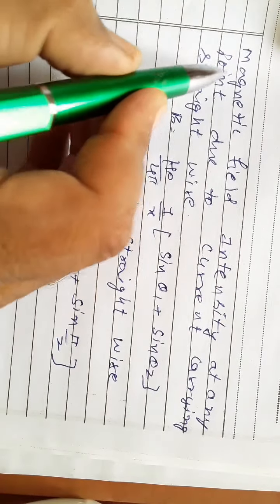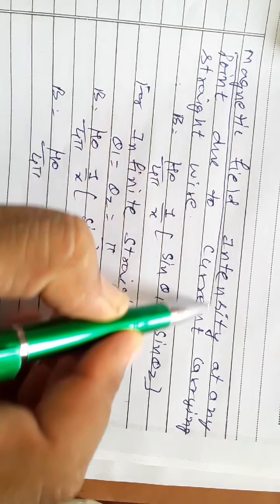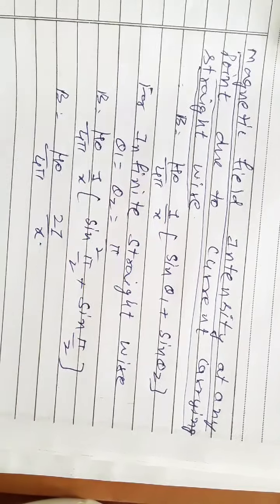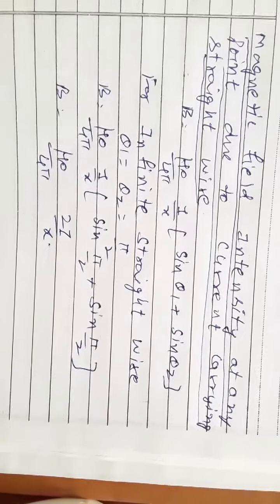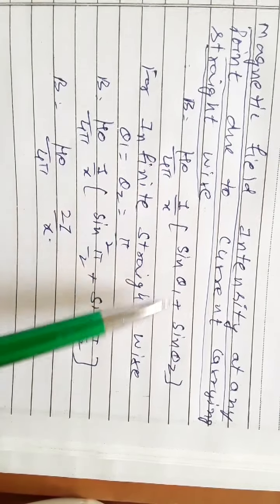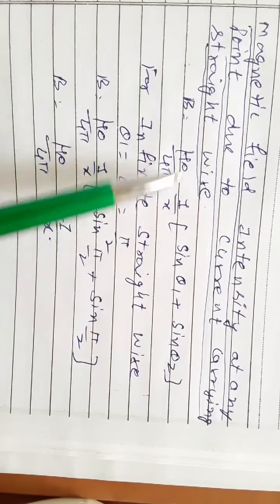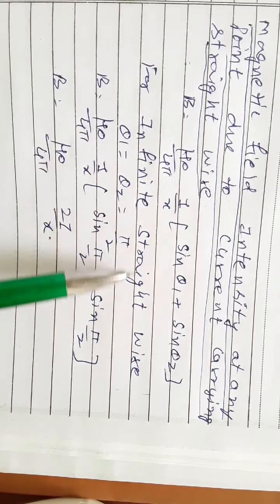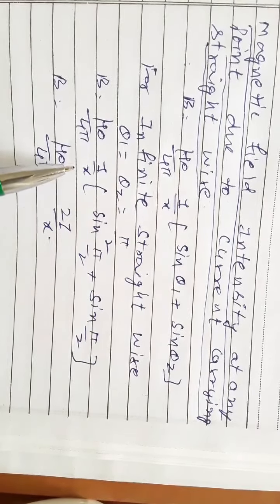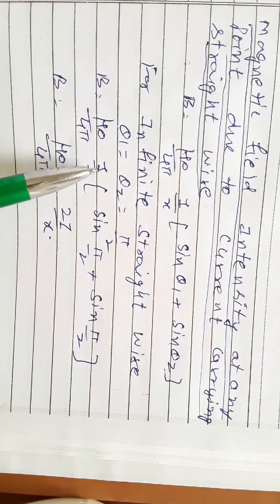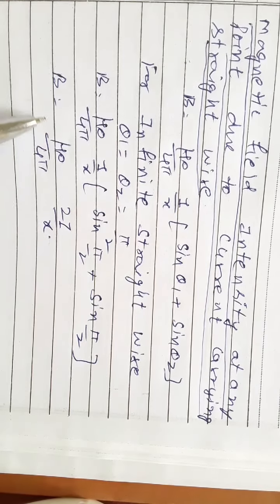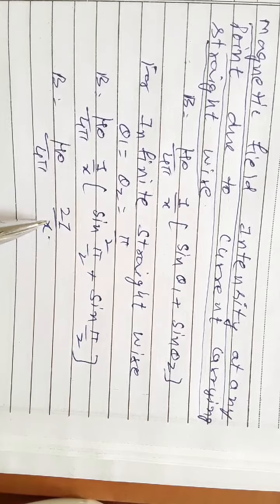Now, the next topic, whose derivation is not included in the syllabus, is magnetic field intensity at any point due to a current carrying straight wire. The direct relation for this is mu naught upon 4 pi I upon x into sin theta 1 plus sin theta 2. This is for the straight wire, and for the infinite straight wire, we take theta 1 and theta 2 equal to pi by 2. So, we get mu naught upon 4 pi I upon x into sin pi by 2 plus sin pi by 2. Sin 90 is 1, so 1 plus 1 is 2, and B is equal to mu naught upon 4 pi into 2I upon x.